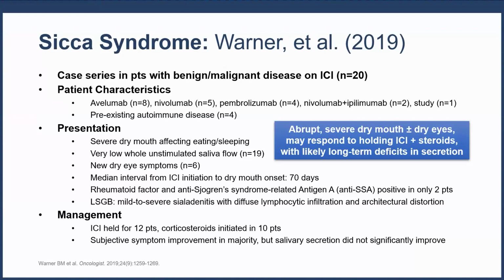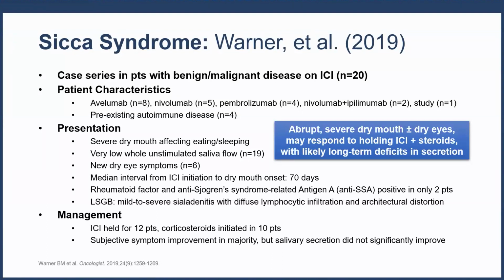Sicca syndrome, I think, can be best described in 3 different case series. And so we're going to highlight some aspects of these 3 different case series. These are the largest case series that we have for Sicca syndrome that I'm going to go through. Really, the main one, and this is what kind of started it all, was Warner and colleagues in 2019. And this was a case series of only 20 patients. They had the immune checkpoint inhibition treatment you'll see listed here, but primarily PD-1 and PD-L1 treatment.